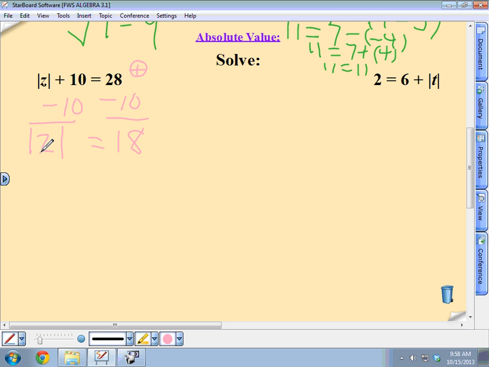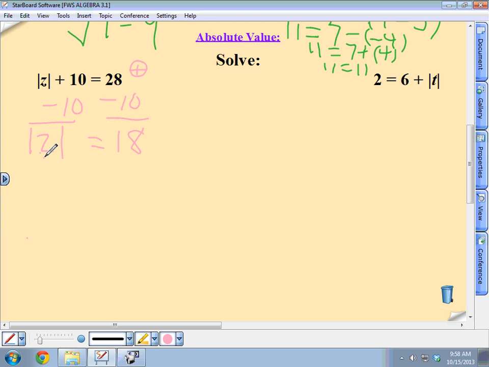Let's not make it too complicated. If z is 3, what's the absolute value of 3? 3. What's the absolute value of negative 3? 3. What's the absolute value of 5? 5. What's the absolute value of negative 5? 5. So if the absolute value of z gives us 18, what two numbers can z be?